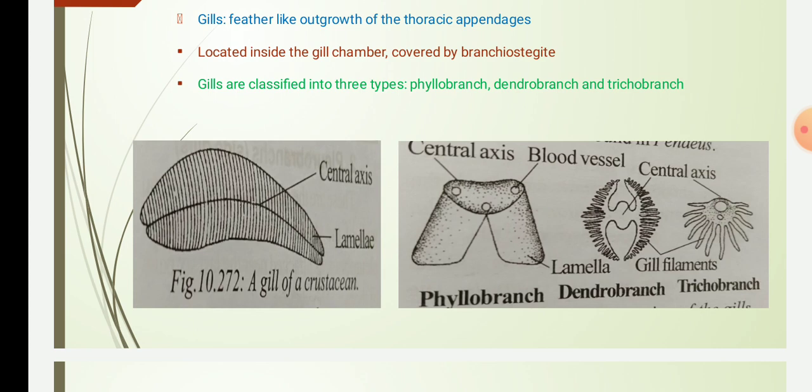Phyllobranchiate is the gill in which the lamellae are broad, leaf-like, and arranged in two rows, and it is found in Palaemon, the freshwater prawn. The second one is Dendrobranchiate, a type of gill having leaf-like lamellae that are divided into many fine slender processes called gill filaments. It is found in Penaeus, the marine prawn.